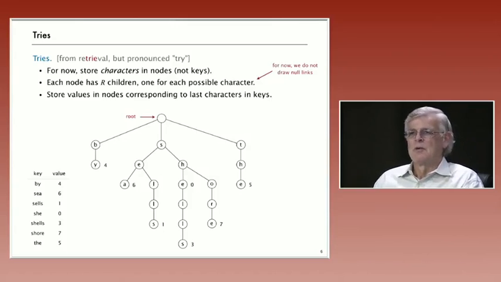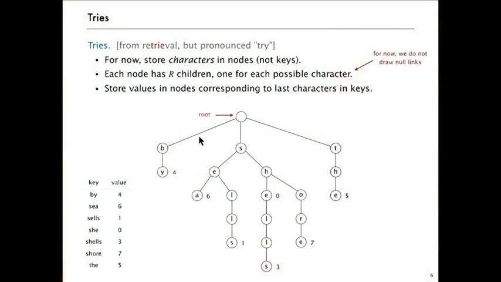And let's look at what a try is, and we'll look at some examples before we get to the code. So for now, we're going to think of a try as some nodes, a tree structure with nodes, where we store characters in the nodes, not keys. And the other thing is that each node has R children, where R is the radix, the number of possible characters. And there's the possibility of a child for each possible character. Now, in the standard implementation, this is going to involve null links. We have to have a placeholder for each possible character. So there's a lot of null links in tries, and we'll get back to that in a minute.